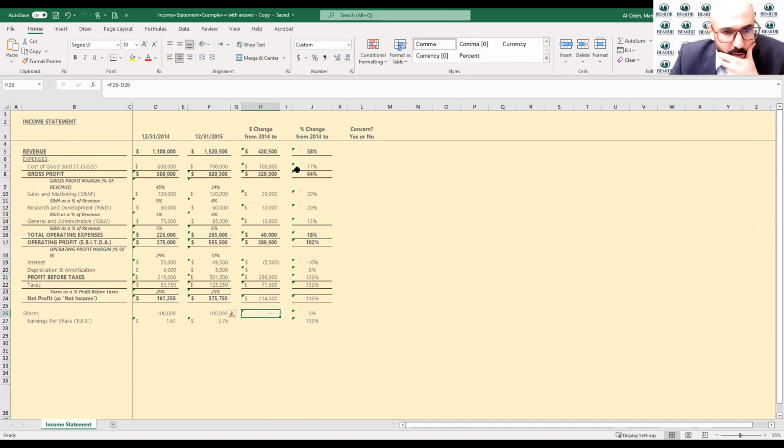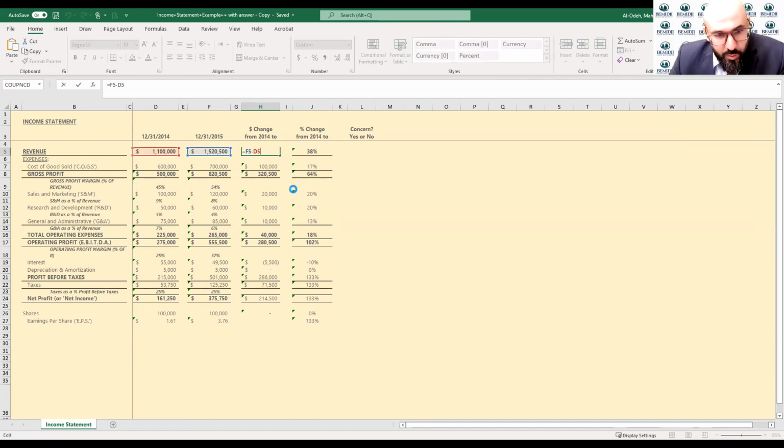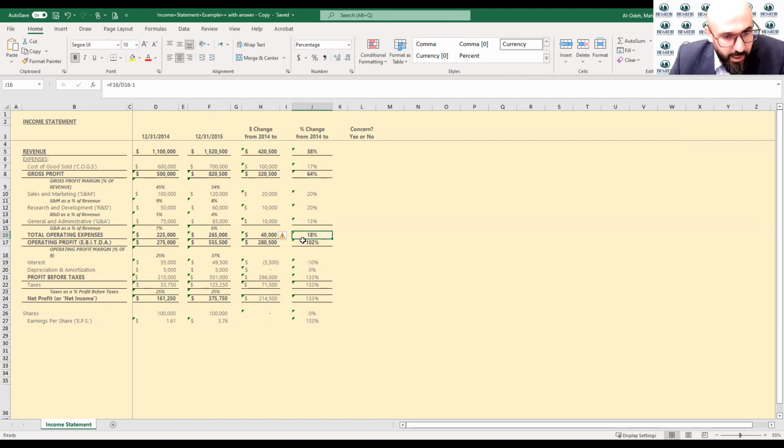Let's take a look into the changes between 2014 and 2015. And this is what would be the difference. The changes, if you see in the revenue, there's an increase in revenue by 38%. The gross profit increased by 64%. Total expenses increased by 18%. Operating profits, it's excellent, increased to 102%.